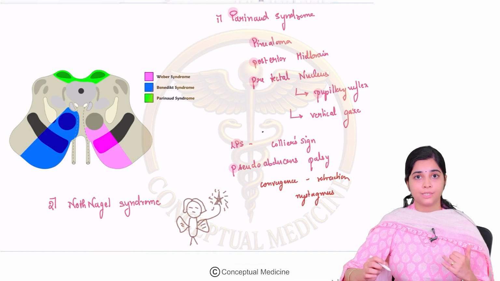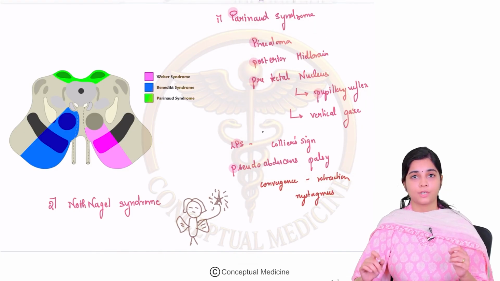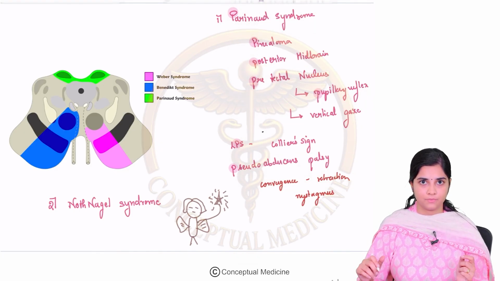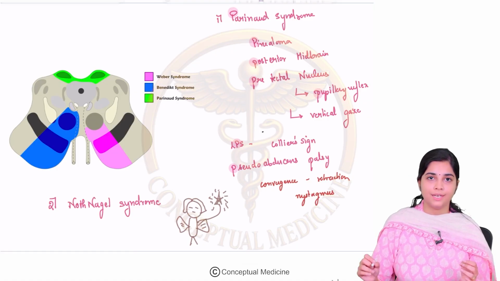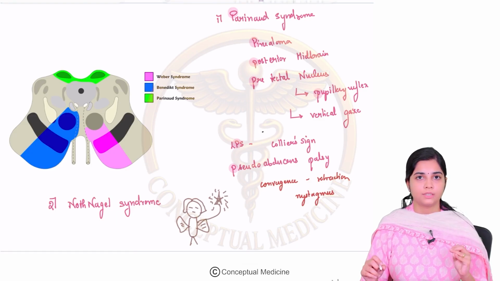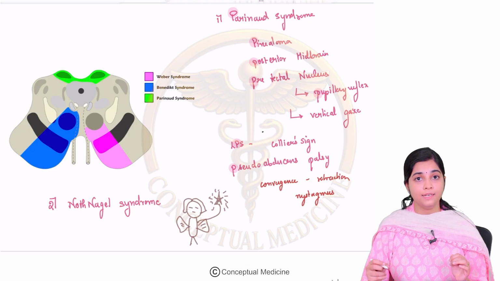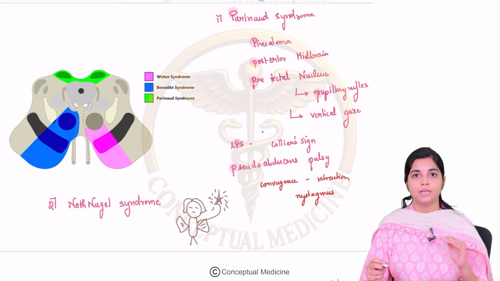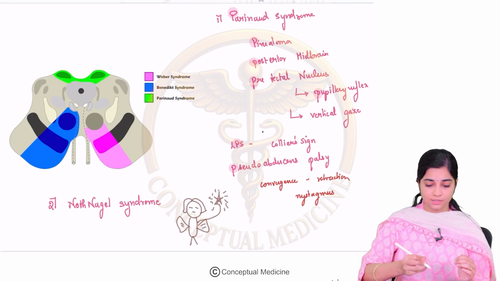So now that we have understood the ventral brainstem syndromes, let us understand the dorsal brainstem syndromes. Dorsal brainstem syndromes include two, which are your Parinaud and your Nothnagel syndrome. So Parinaud syndrome, okay, the easiest way to remember Parinaud syndrome is to remember all P's, P for Parinaud.